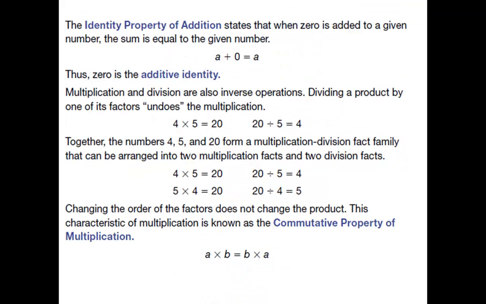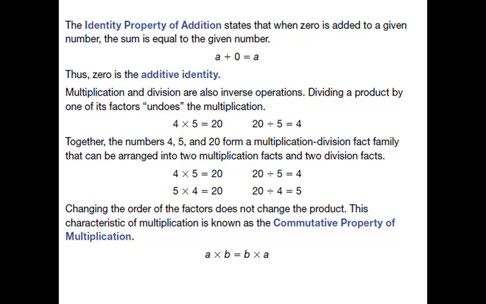The identity property of addition states that when 0 is added to a given number, the sum is equal to that given number. So a, being the variable, plus 0 equals a. And we can substitute a lot of things for that a. So the 0 is the additive identity.